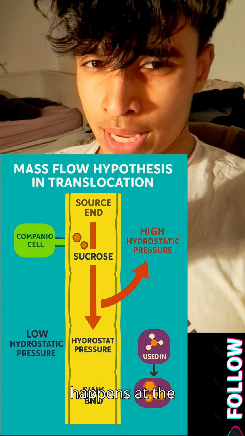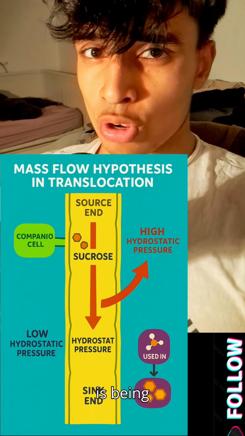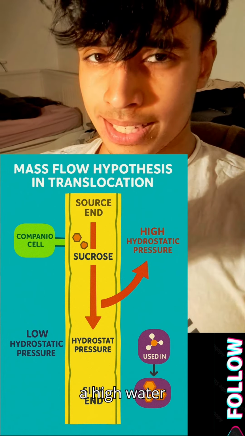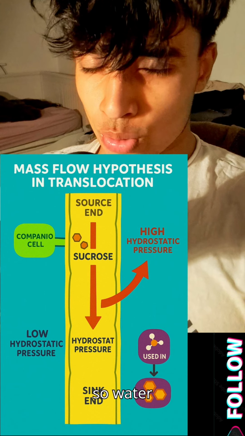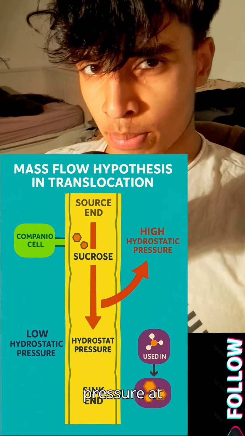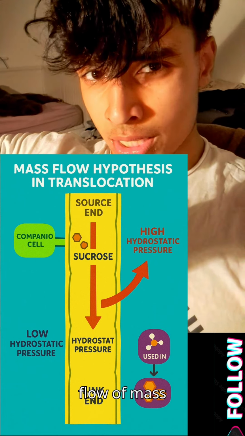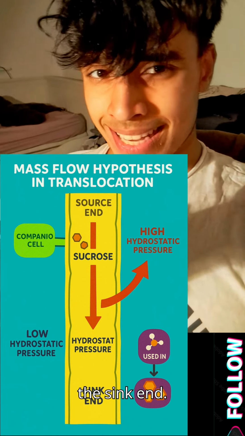Now what happens at the sink end? The solutes are being used up, so the sucrose is being removed. This means there's a high water potential at the sink end, so water leaves the sink end by osmosis, so there's a low hydrostatic pressure at the sink end. This means there's an overall flow of mass from the source end to the sink end.